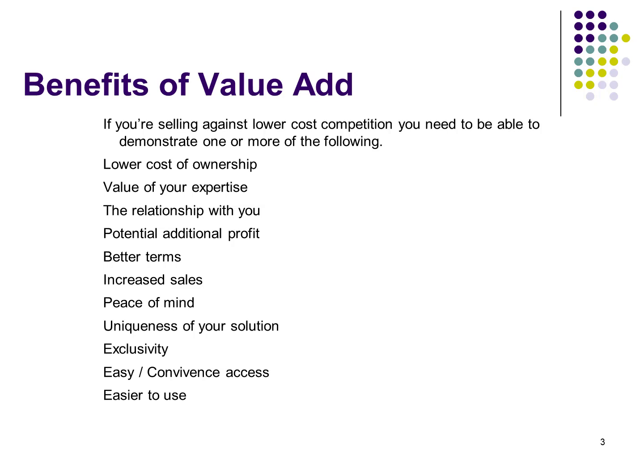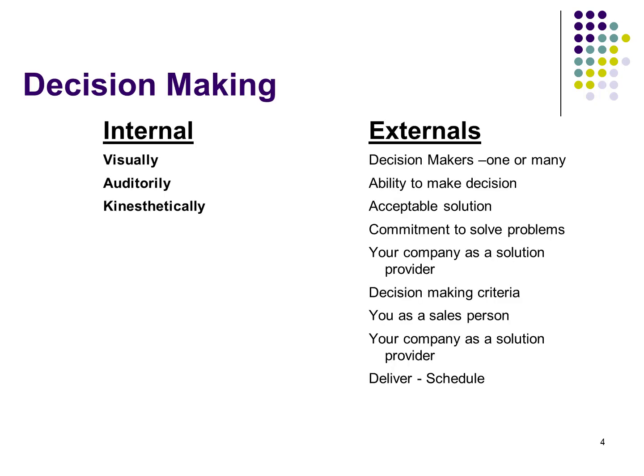One of the things we're going to talk about next on slide 4 is decision making. Now when it comes to decision making, there are two types, internal and external. Internal decision making is, are they going to make a picture in their mind? Auditorily, is it based on something they hear or say to themselves? Kinesthetically, how they feel. External drivers are other decision makers, the ability to make decisions, acceptable commitment to solve problems. These are all external factors.